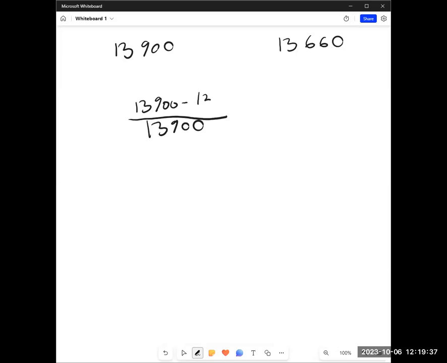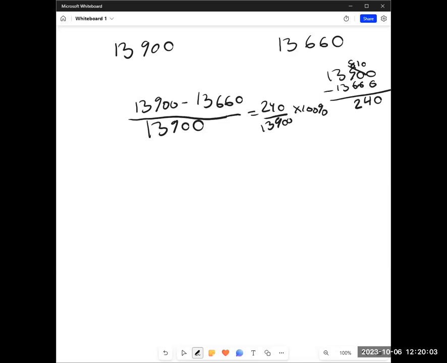And we need 13,900 minus 13,660. 0 minus 0, 0. 10 minus 6 is 4. 8 minus 6 is 2. This is going to be 240 over 13,900 times 100%.